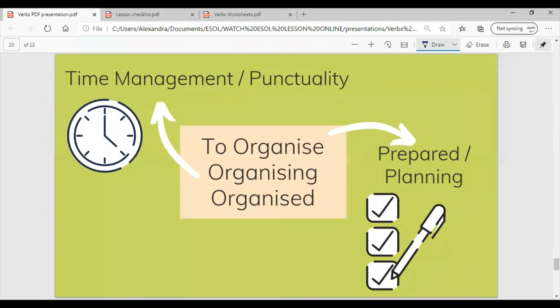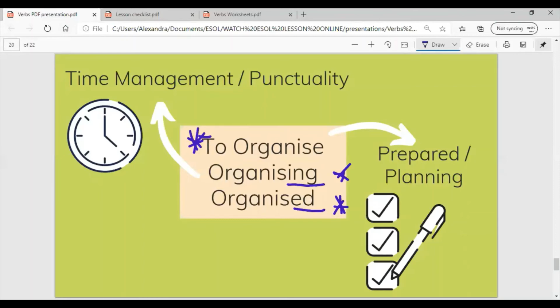Now lastly, we've got organisation. So if we look at organisation in its different verb forms, we've got the future tense, which is to organise, and then we've got the present tense, which is organising, and the past tense, which is organised. So to organise, I'm going to organise my ESOL notes. I am organising my ESOL notes. I organised my ESOL notes in the last week. So you can see the different tenses at work there.